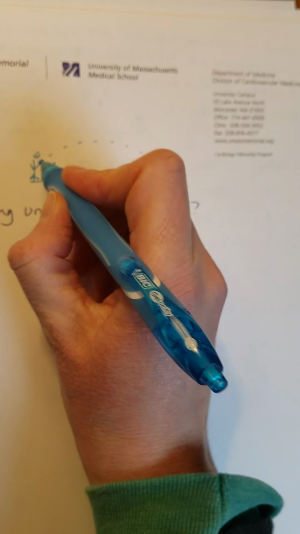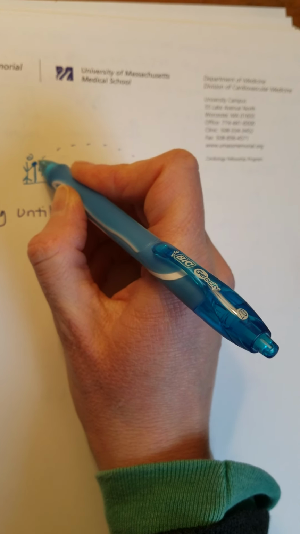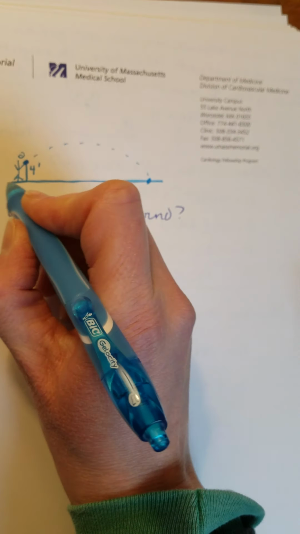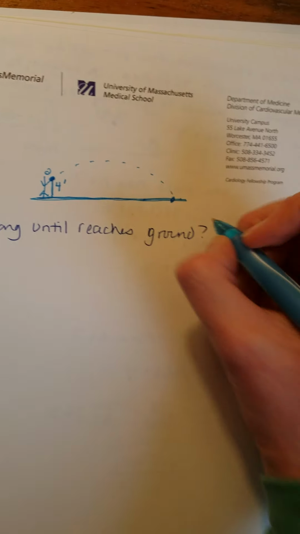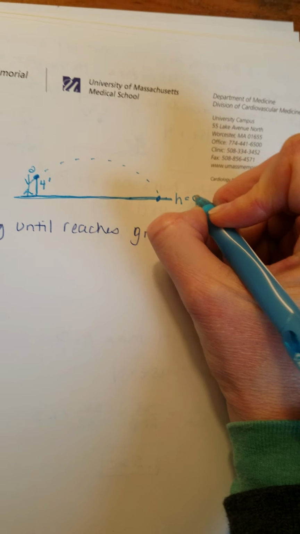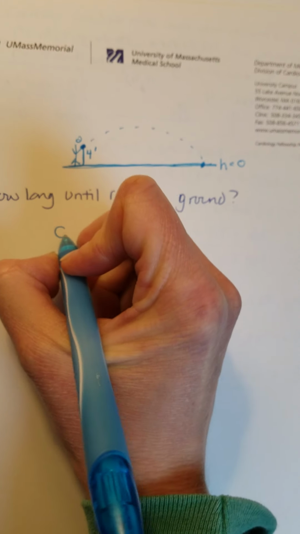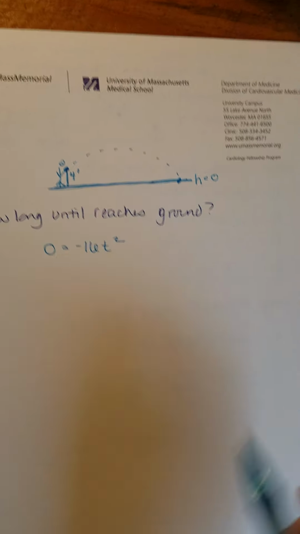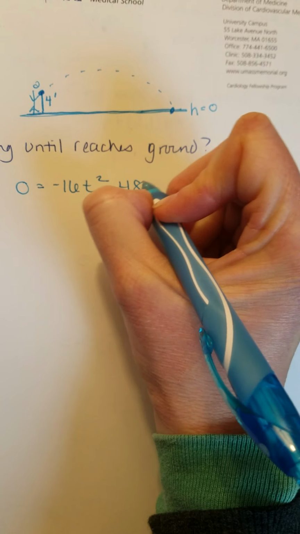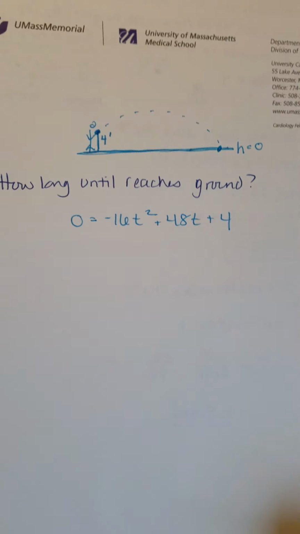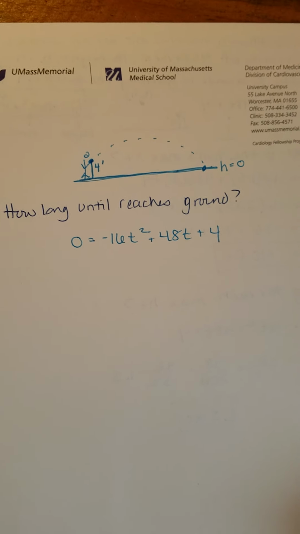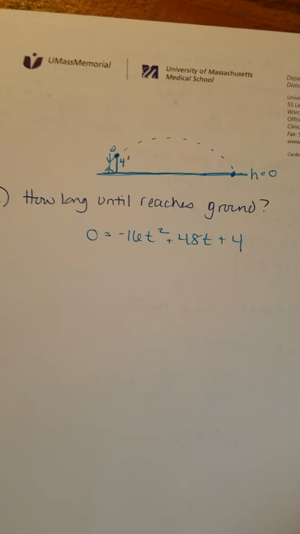Well, it left the woman's hand from 4 feet off the ground, so what would the height be on the ground? What do you think we're going to think of ground as? Hopefully you're saying 0. Okay, so what I'm doing is I'm rewriting the equation from the front. What the heck was it? Negative 16t squared plus 48t plus 4. So it's that equation from before, in A and B, and all I did was put 0 in for h. Why? Because that is the height on the ground.